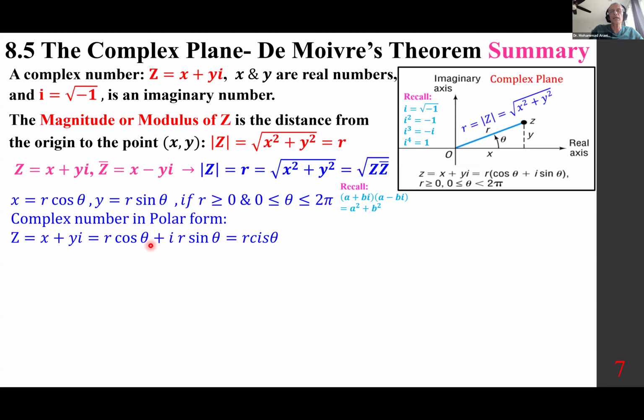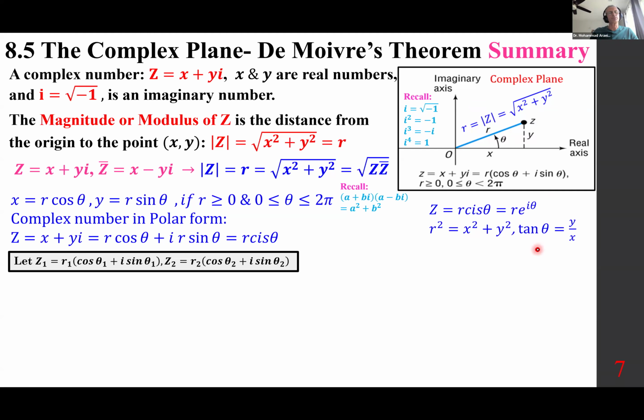So we are looking at a rectangular grid. The x-axis would be the real axis, the y-axis would be the imaginary axis. This is called a complex plane, where r has the value of the modulus of z, which is the square root of x squared plus y squared, not much brand new. z is x plus yi, or r cis theta. This is the shorthand notation for r times cosine theta plus i sine theta. So r cis theta also equals r e to the power of i theta. r squared is x squared plus y squared. Tan theta is y over x.